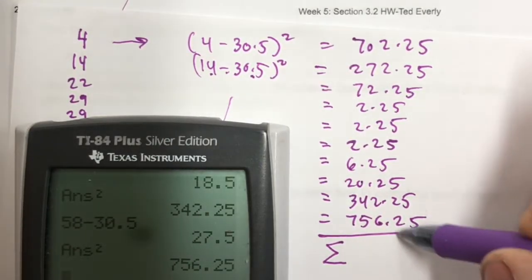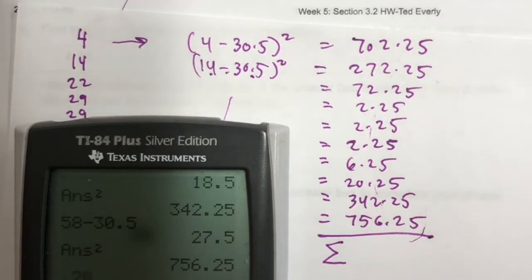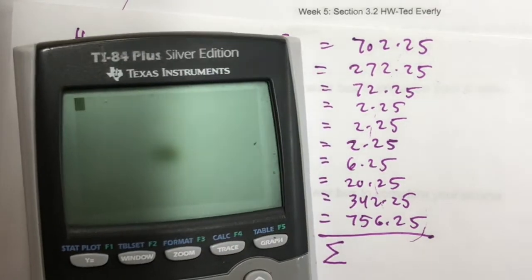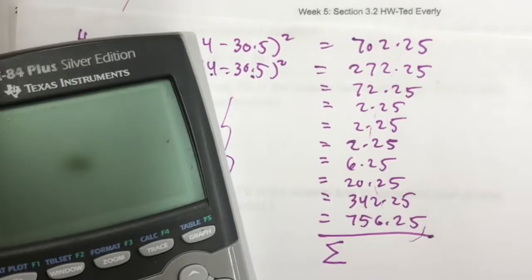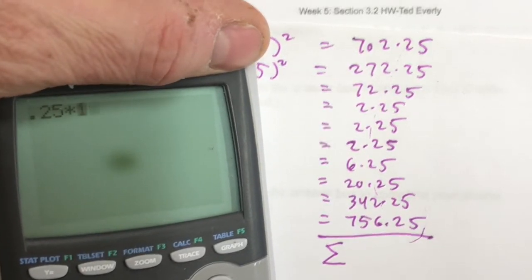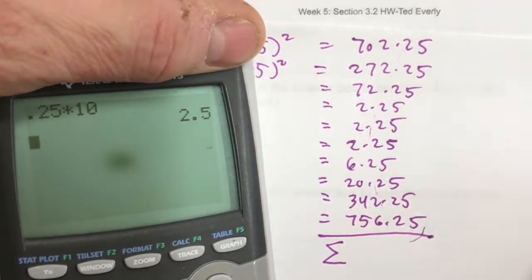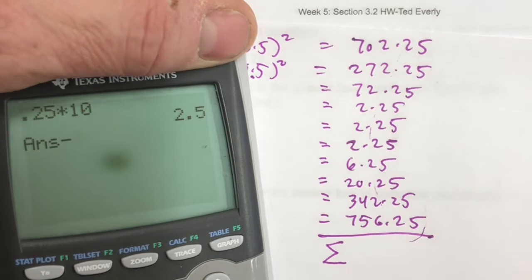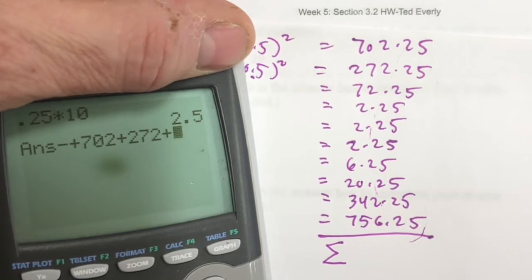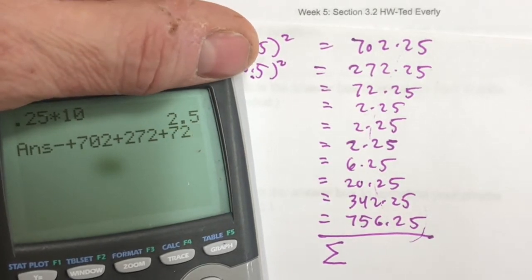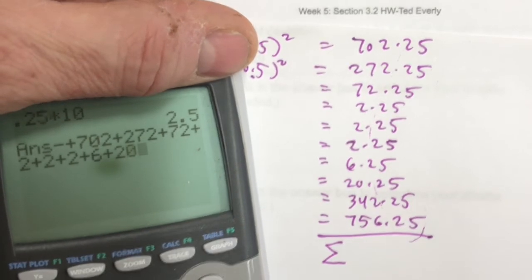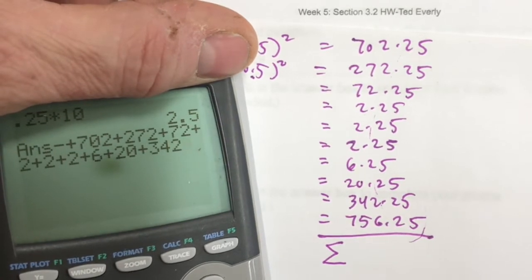And so what I notice here, see how these are all 0.25s? What I'm going to do is I'm going to do 0.25 times 10, since there's 10 of those 2.25s, and now I won't have to worry about that. I'll just punch in the whole numbers. So plus 702 plus 272 plus 72 plus 2 plus 2 plus 2 plus 6 plus 20 plus 342 plus 756.